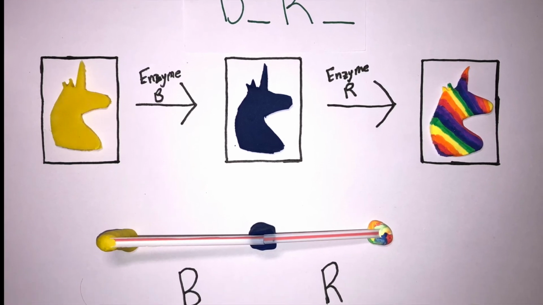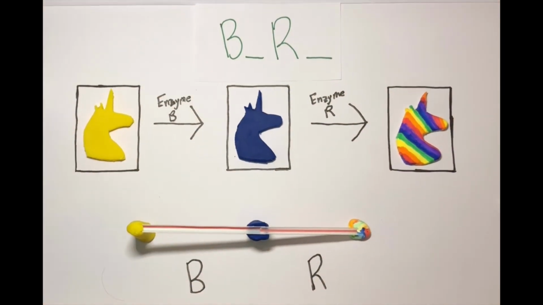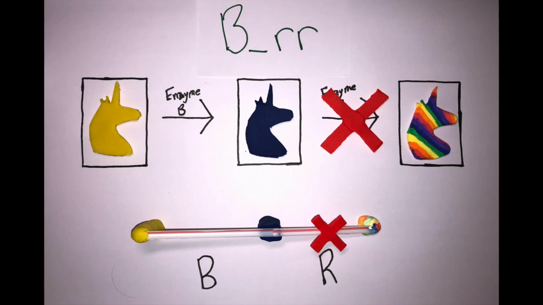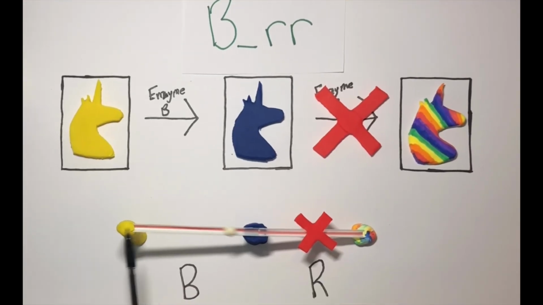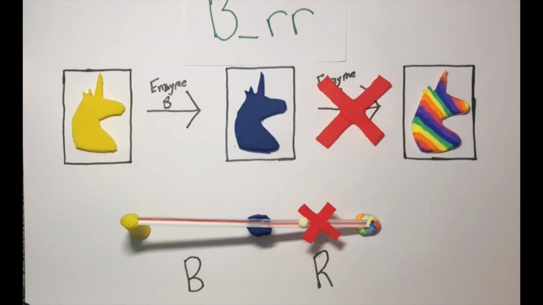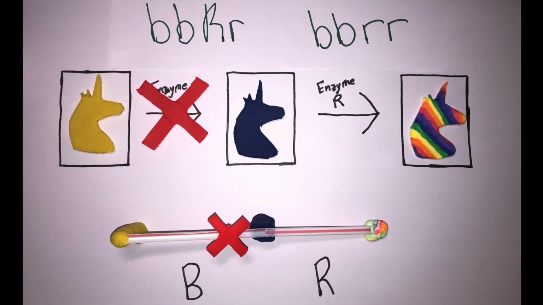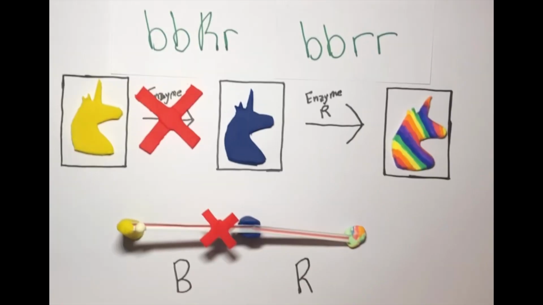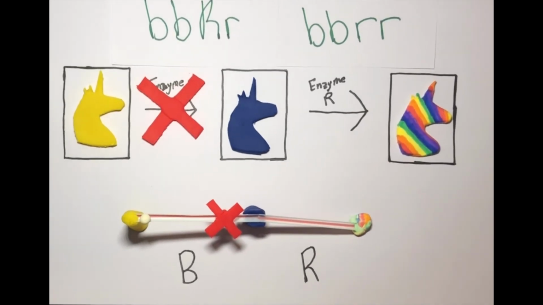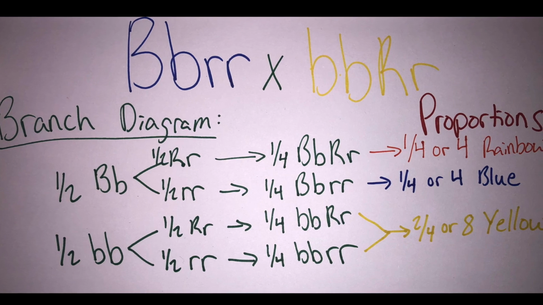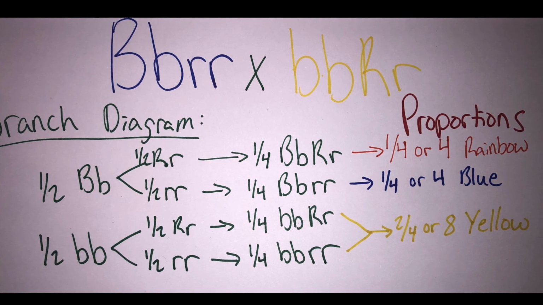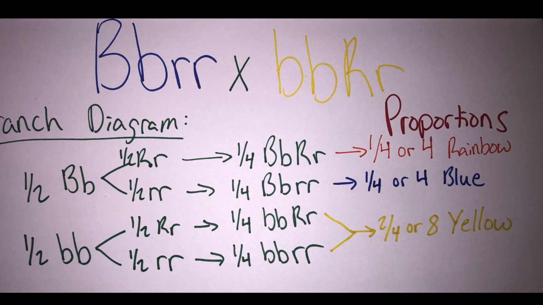For 1/4 of the offspring, the pathway can be completed and the coat color will be rainbow. For 1/4 of the offspring, the pathway can only be halfway completed, so the coat color will be blue. The remaining 2/4 of the offspring possess homozygous recessive alleles in the first locus, so the pathway cannot be started, resulting in yellow coat color. Overall, out of 16 offspring, we would expect 4 to be rainbow, 4 to be blue, and 8 to be yellow.